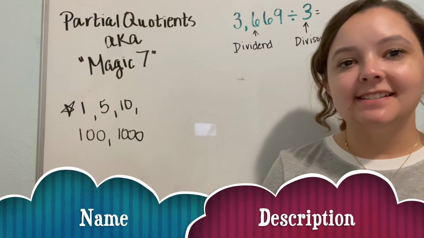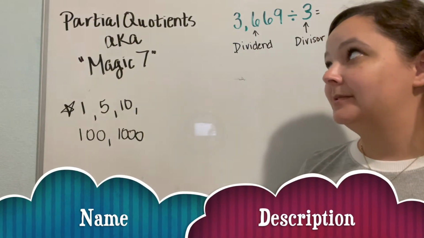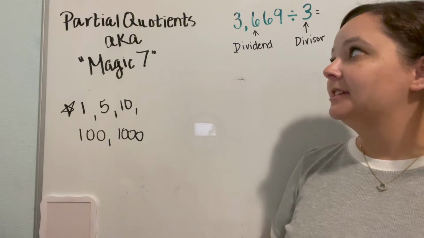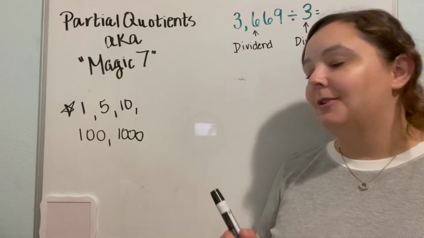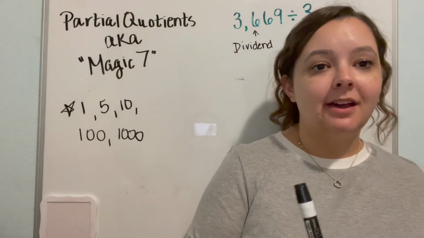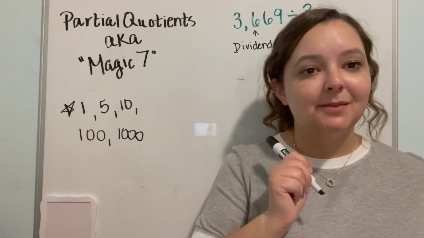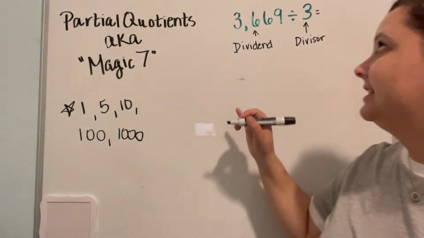All right, so let's go ahead and discuss some of our division strategies that we use in class. The first one that we're going to talk about is partial quotients, which I also call magic 7 because of the shape that we put our numbers in when we divide.